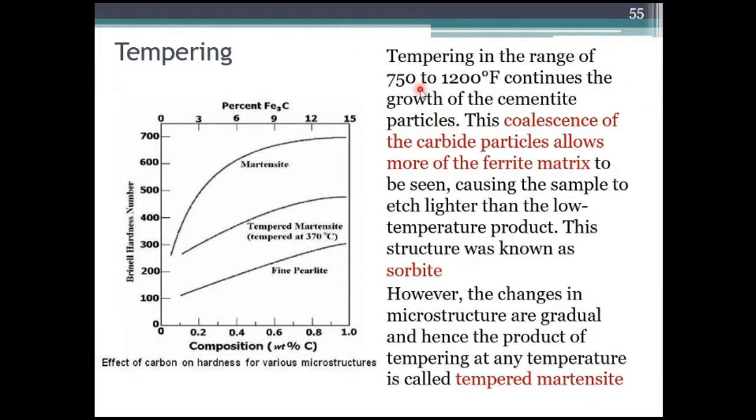So when you temper the same thing around 750 to 1200 degrees Celsius continuously, it continues the growth of cementite particles, but the ferrite matrix which is included in it also will be formed. So here it will be yielding you the sorbite structure. We call this a sorbite structure. So the changes in the microstructure will be very gradual, and the product of tempering will be a tempered martensite.